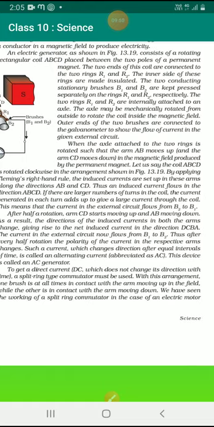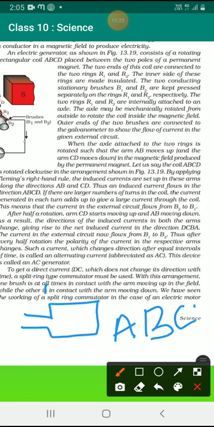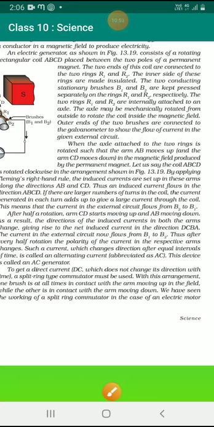When the axle attached to the two rings is rotated, arm AB moves up and arm CD moves down. In the next direction, it will move the other way. Let me try to understand this through this diagram. Suppose this is an armature, which has four ends A, B, C, D. When it is rotated first, it rotates in the direction of A, B, C and D. And in the second half rotation, it will rotate in the direction of D, C, B and A. So first rotation ABCD, second rotation DCBA, ABCD, DCBA. It is going to rotate in that way.